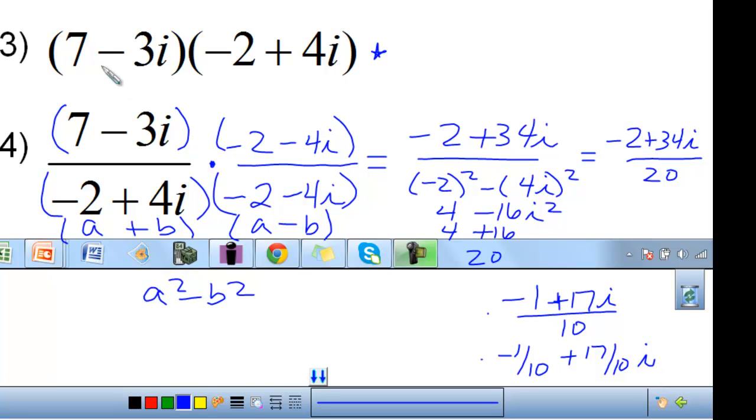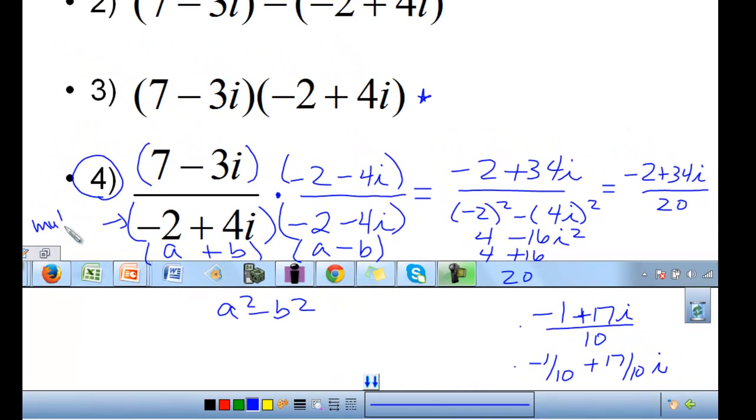So in order to simplify a problem where you've got division, remember that what you want to do is multiply by the conjugate of the denominator.